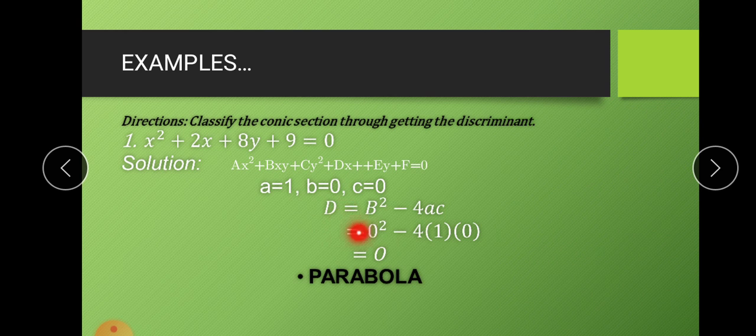The formula of the discriminant is b squared minus 4ac. By substitution, we have 0 squared minus 4 times 1 times 0. Simplifying, the result is 0. So this type of conic section is a parabola. As we all know, if the discriminant is equal to 0, the type of conic section is a parabola. So that is our answer for example number 1.